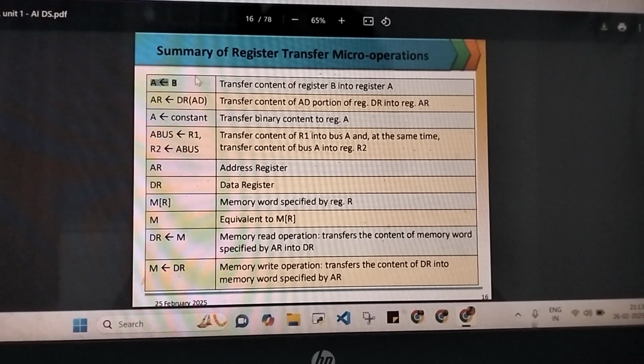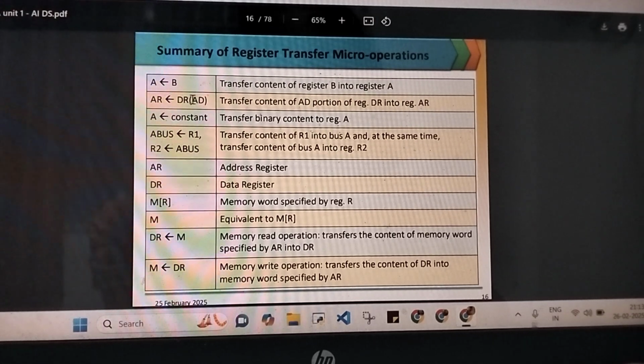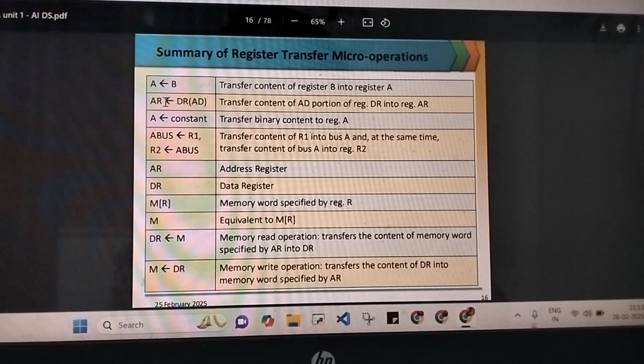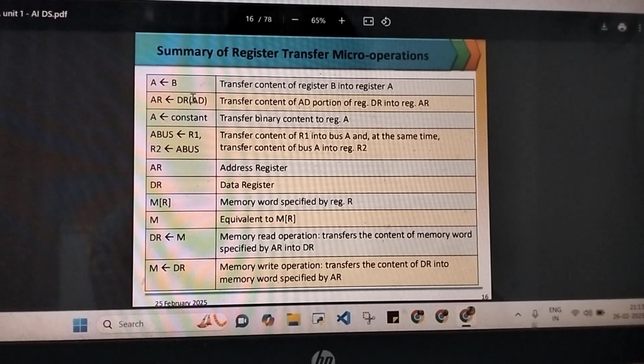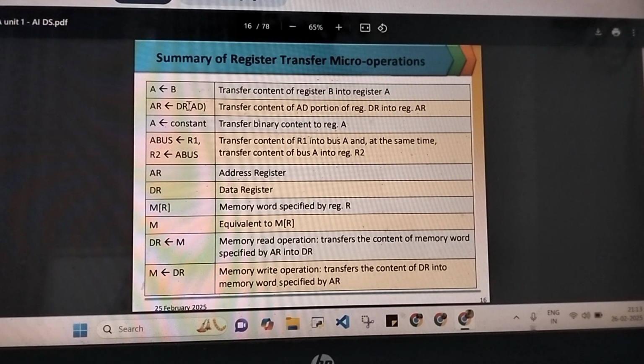This, as we saw, is about transferring the content of register B into register A. This transfers the content of the address portion of DR into register AR. So you have two registers here, AR and DR, and DR contains some data and some address. You can think of it like your node in your linked list. I assume all of you are doing data structures. If you take a linked list, you have a data part and an address part. So what this instruction says is you take the address part alone and transfer it to the AR.